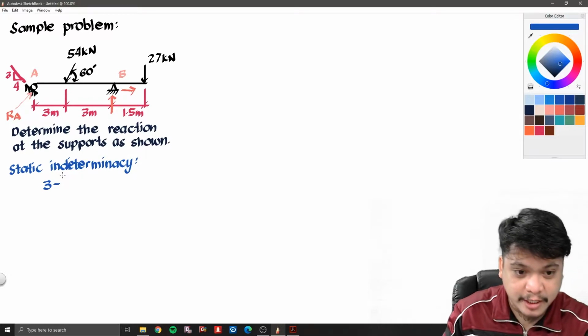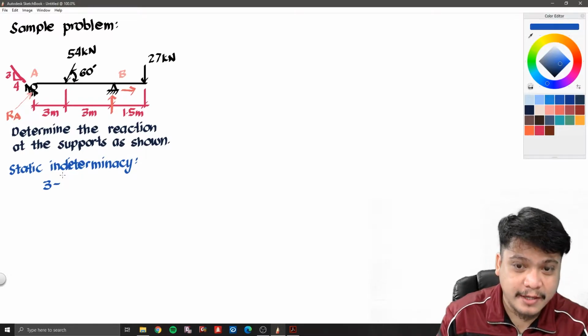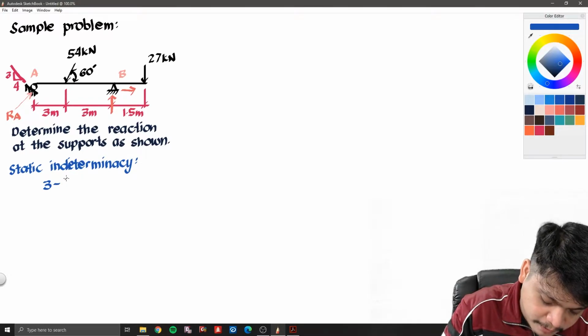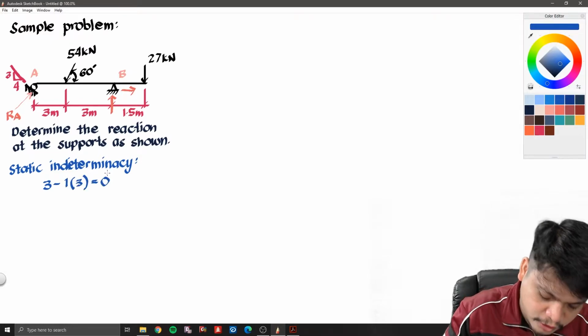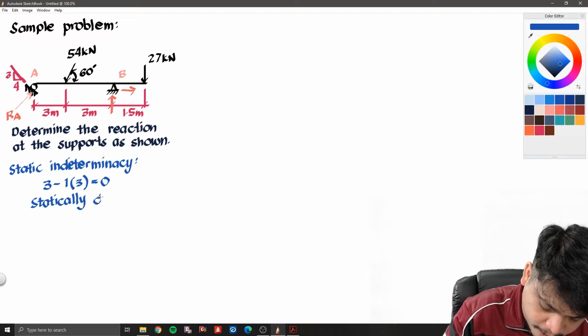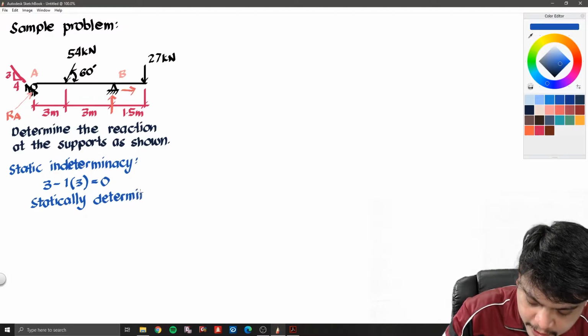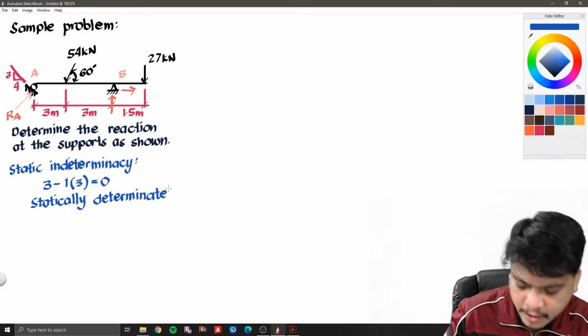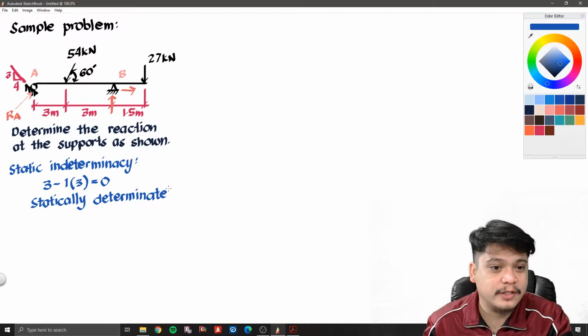Okay, ma-minus natin kung ilang rigid body. So meron lang naman tayong isang rigid body, and then multiplied it by 3 equations. So that would become equal to 0. Since this is equal to 0, so this is statically determinate. Okay, so pag statically determinate ito, pwede natin tong isolve using the theory 1.